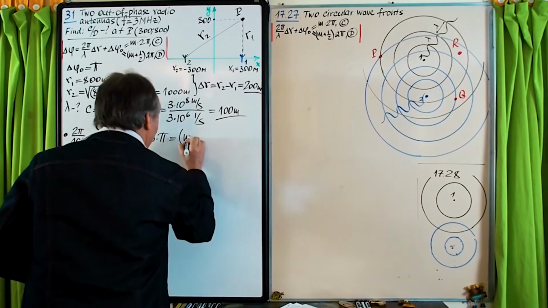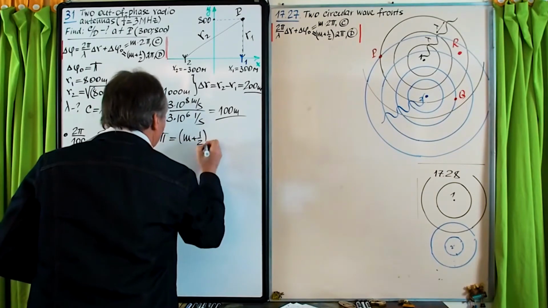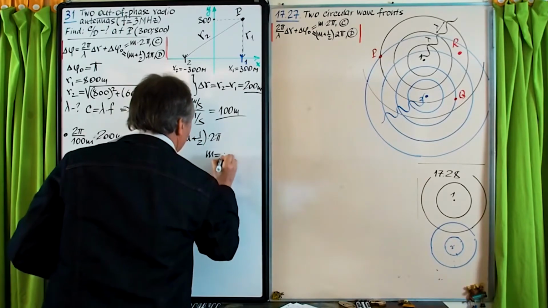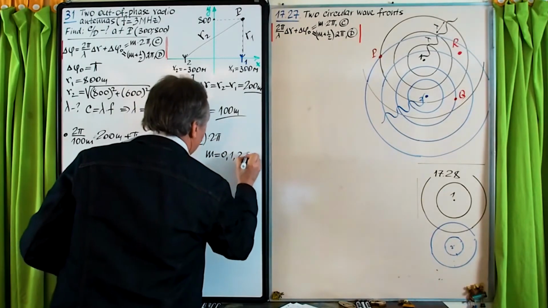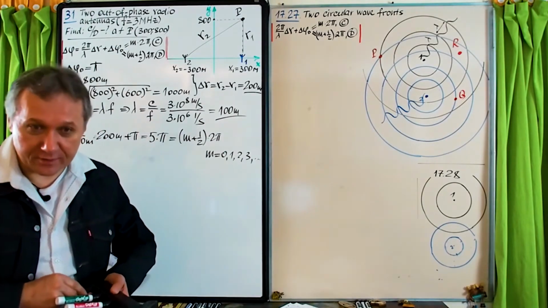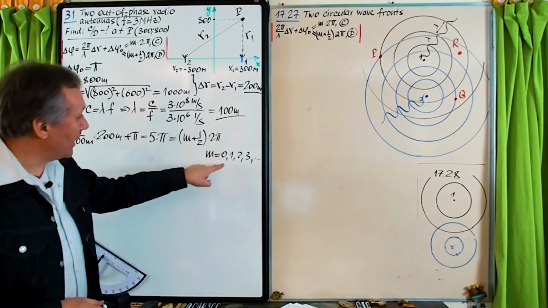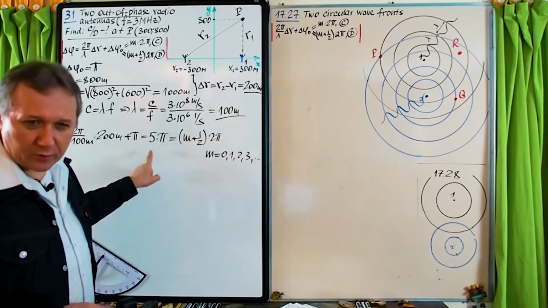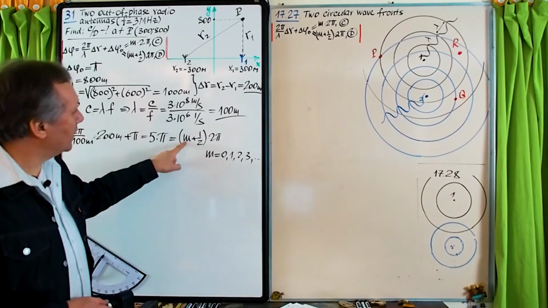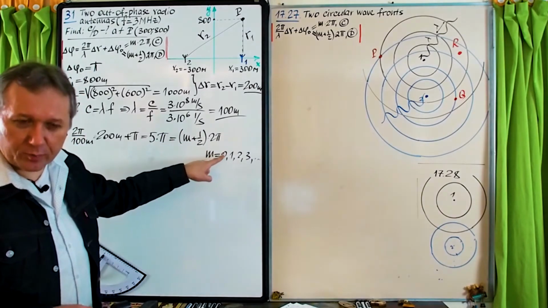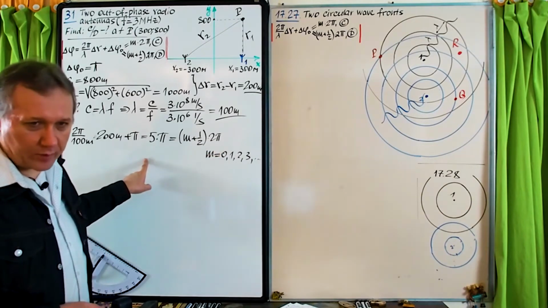So (m plus 1/2) times 2 pi. And again, remember, m is 0, 1, 2, 3, and so on. So let's see which integer fits our condition. M equals 0, so it's 1 over 2 times 2 pi. It's pi, not our case. M equals 1, it's 2 over 2 plus 1 over 2, it's 3 over 2 times 2 pi. It will be 3 pi, not our case.